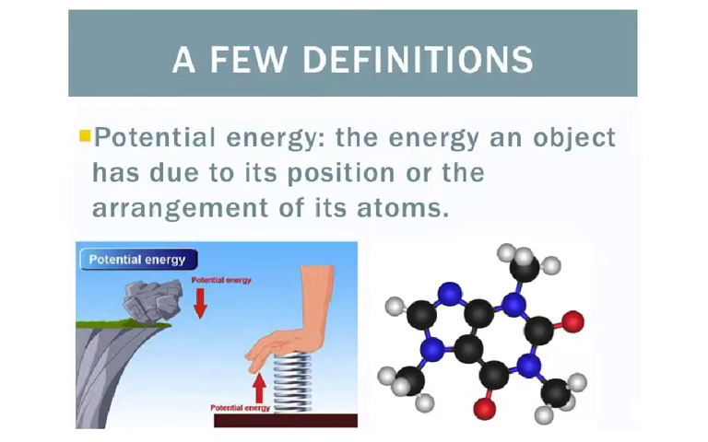Potential energy is the energy an object has due to its position or the arrangement of its atoms. If we look at this rock on the cliff, it has a high potential energy because it's high on the cliff. If it were to drop down, its position is lower and then it would have less potential energy. Same with this spring right here. If the spring is compressed, it would have a high potential energy, and then if you let it go, this potential energy would go down.